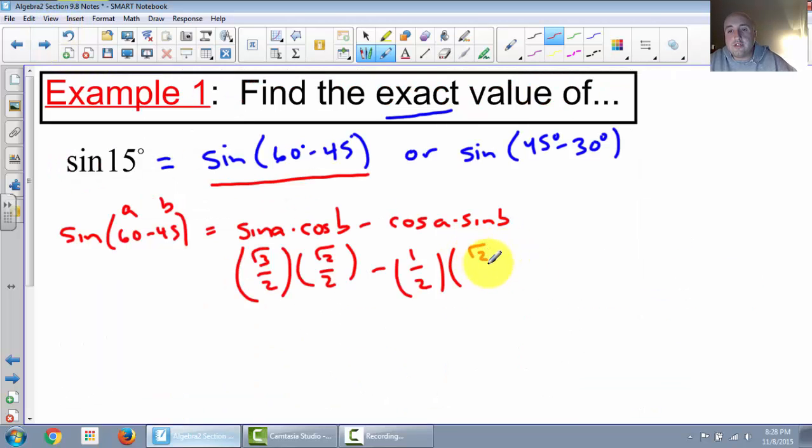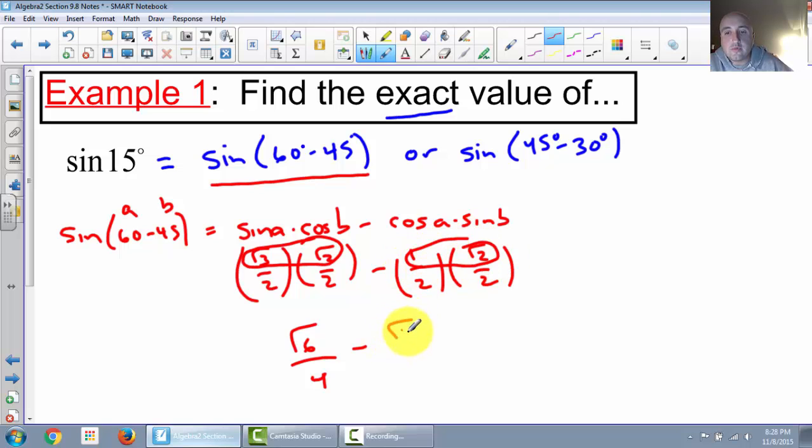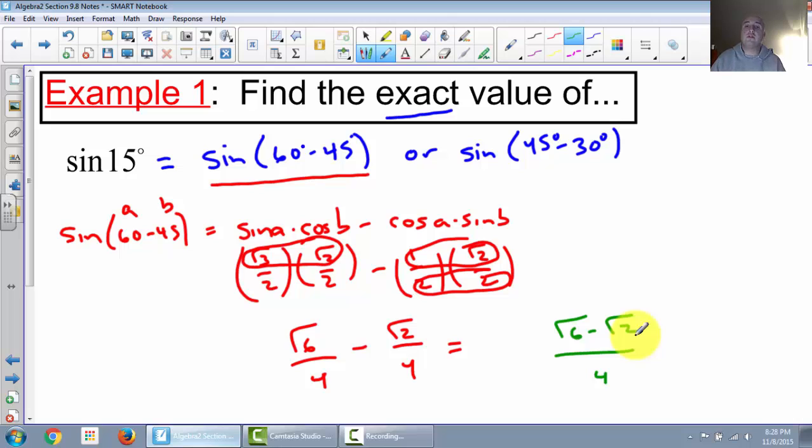Now all I'm going to do is multiply these together. So I have root 3 times root 2, which is root 6. 2 times 2 is 4. Minus 1 times root 2 is just root 2, and then 2 times 2 is 4. Notice we have two fractions with the same denominator, so we don't need to combine denominators or get like terms. So the bottom is going to be 4, and then I have root 6 minus root 2. And that is going to be our answer.